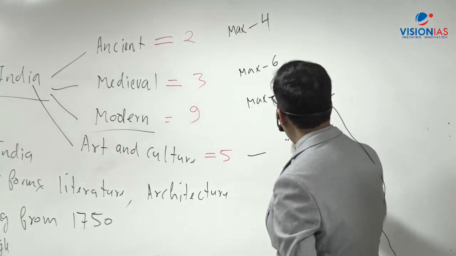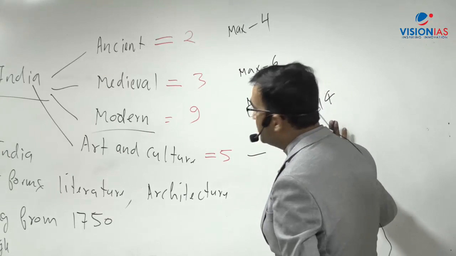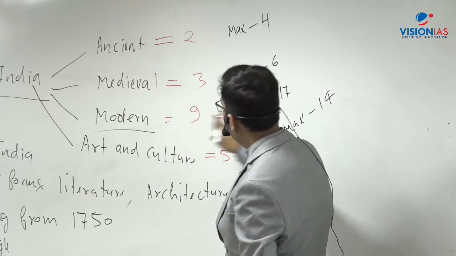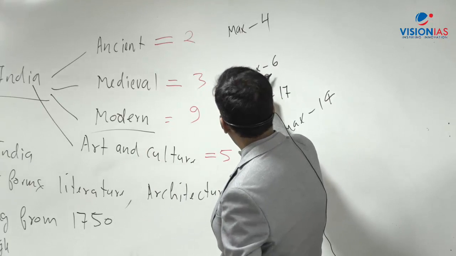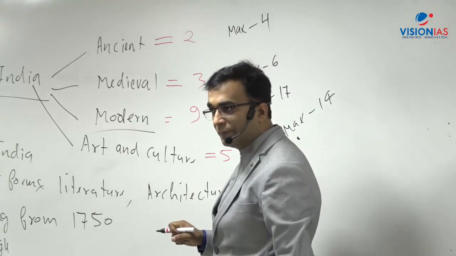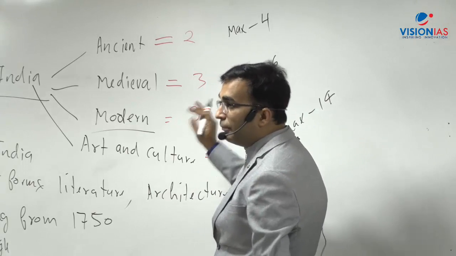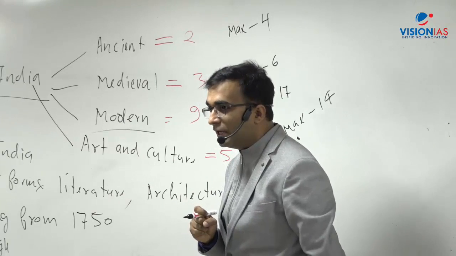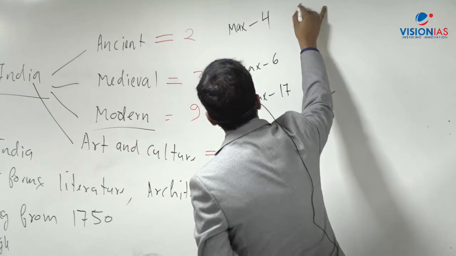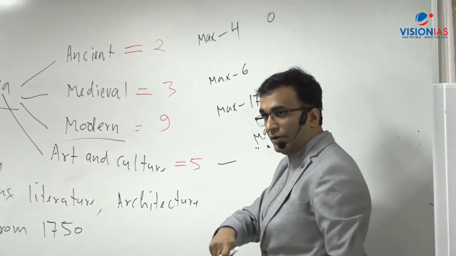Okay? So in one year the maximum number of questions from art and culture was 14. In one year there were 17 questions from the modern. In one year there were 6 questions from the medieval, and in one year there were 4 questions from ancient. But we need to see the minima also. Okay? There is a case that in one year there were 0 questions from ancient.